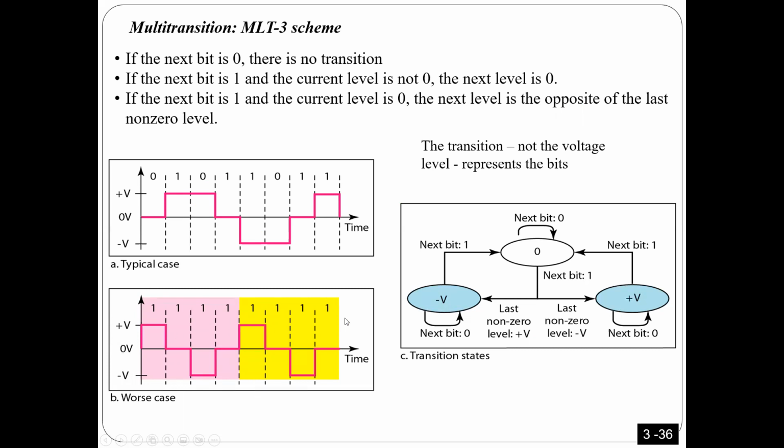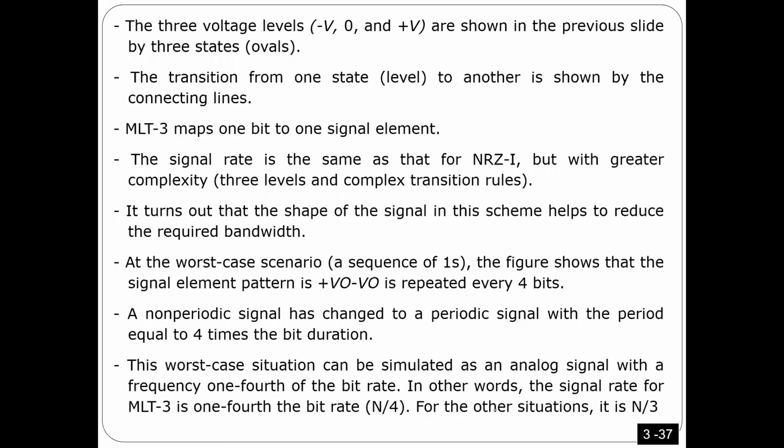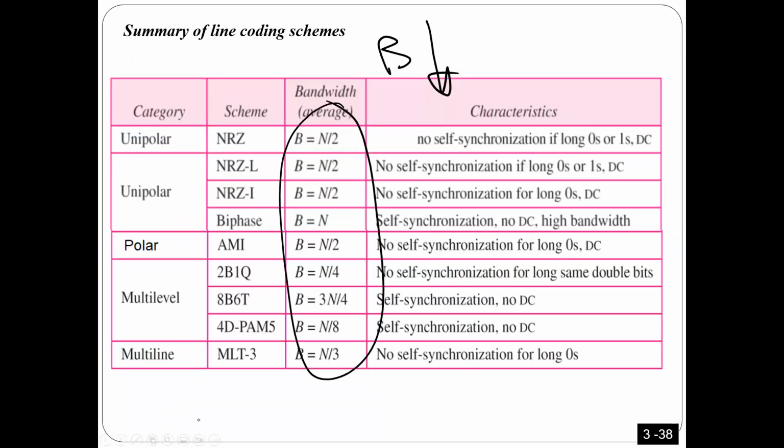So what's interesting about this signal? We can actually simulate this signal as N divided by 4, which is a very small bandwidth. Is that okay? So anyway, I think this was the last one. Let me see if I missed something. I don't think so. This was the last one. Here I summarize everything I taught in the different schemes we have.